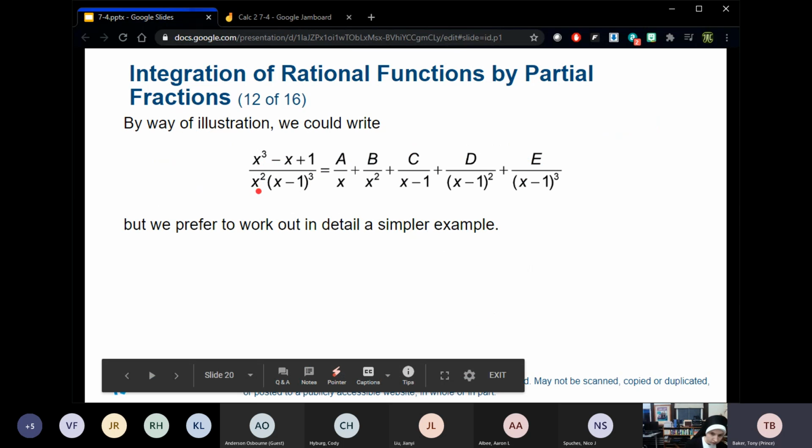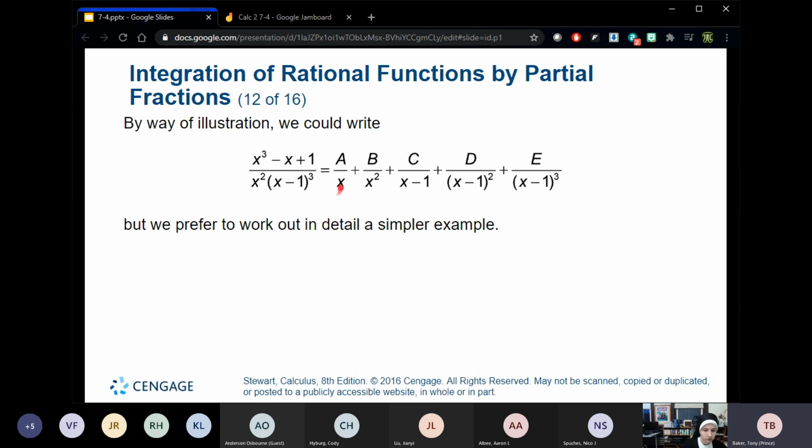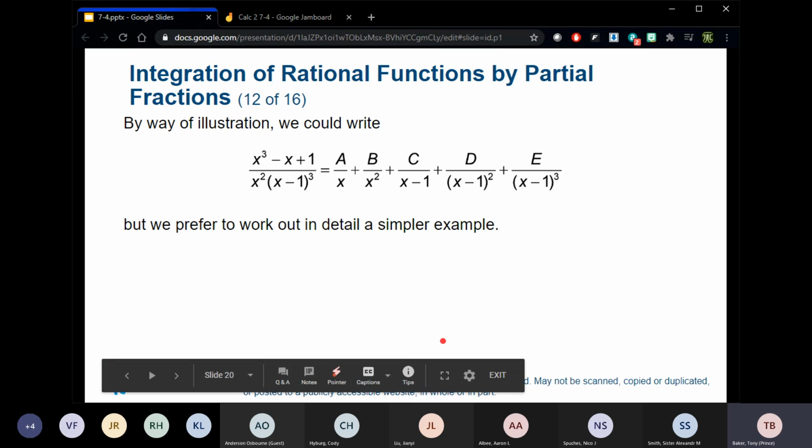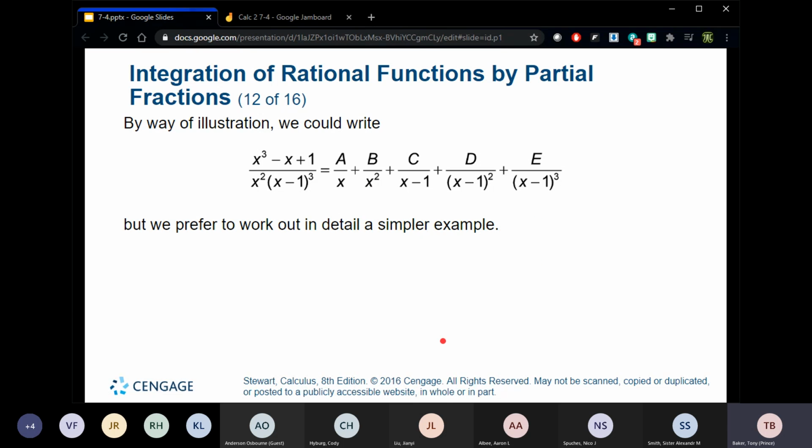So here's a quick example. We have x squared and x minus 1 to the third power. So I'd have x and x squared, and then for x minus 1 to the third power, I'd have x minus 1, x minus 1 squared, and x minus 1 to the third power. So that's how we'd write it out. We're not going to do this one out because it's a lot of letters, but that's how we'd write out ones with multiple denominators like that.